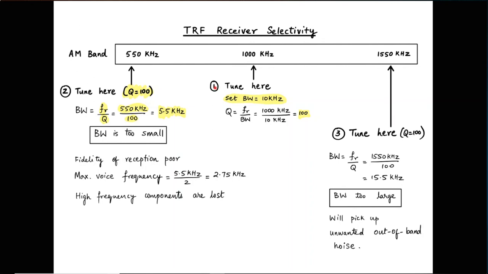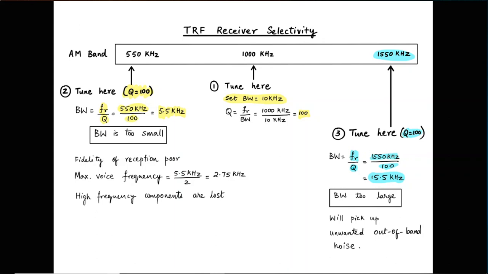Now, instead of going from 1 to 2, let's see if we can go from 1 to 3. So we are trying to tune here instead. Our resonant frequency in this case is 1550. Can I do 1550 after having made my bandpass filter of quality factor 100? Let's see that. Q is set to 100. If FR has changed to 1550, Q is also set to 100. What would be the bandwidth? Now the bandwidth has increased to 15.5 kilohertz. Too big.